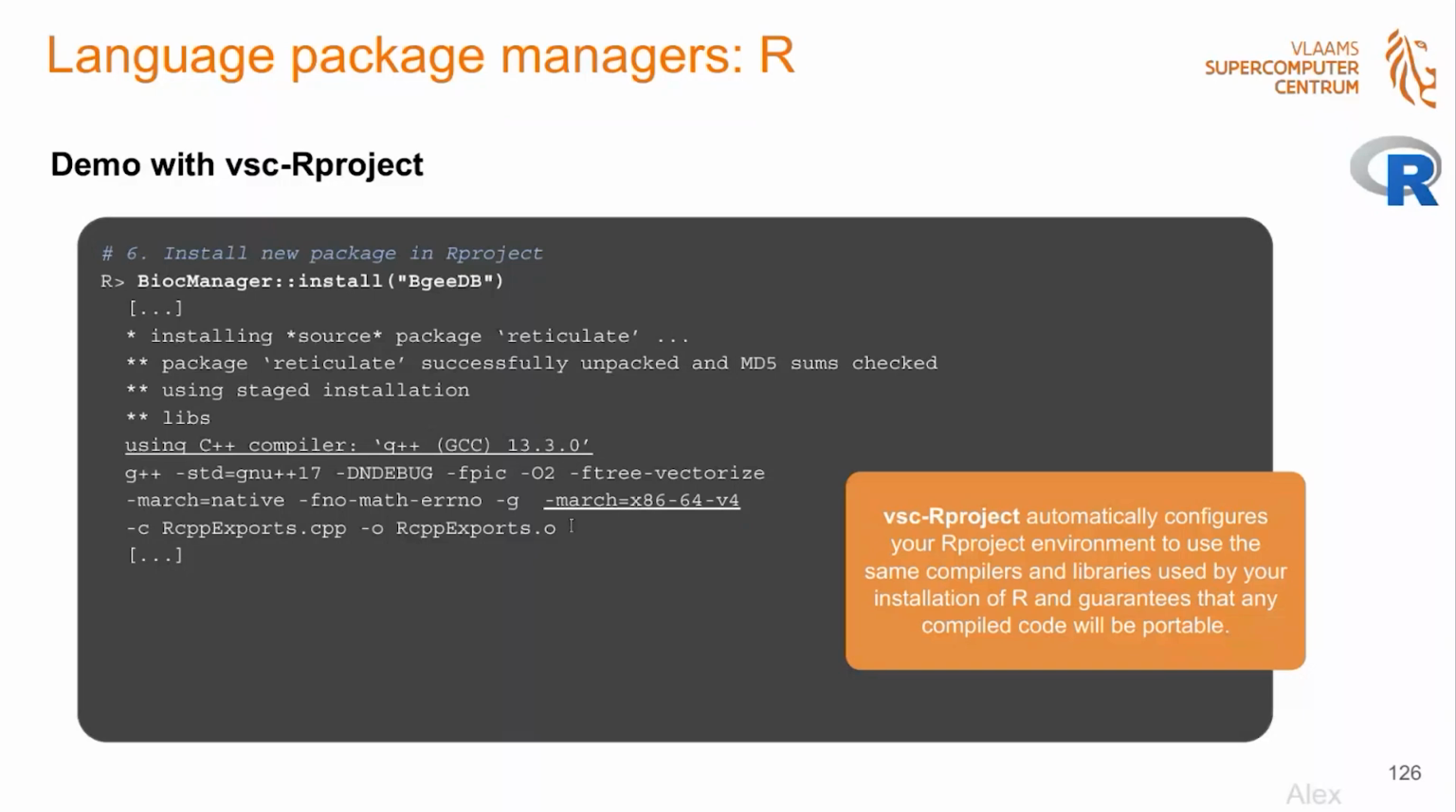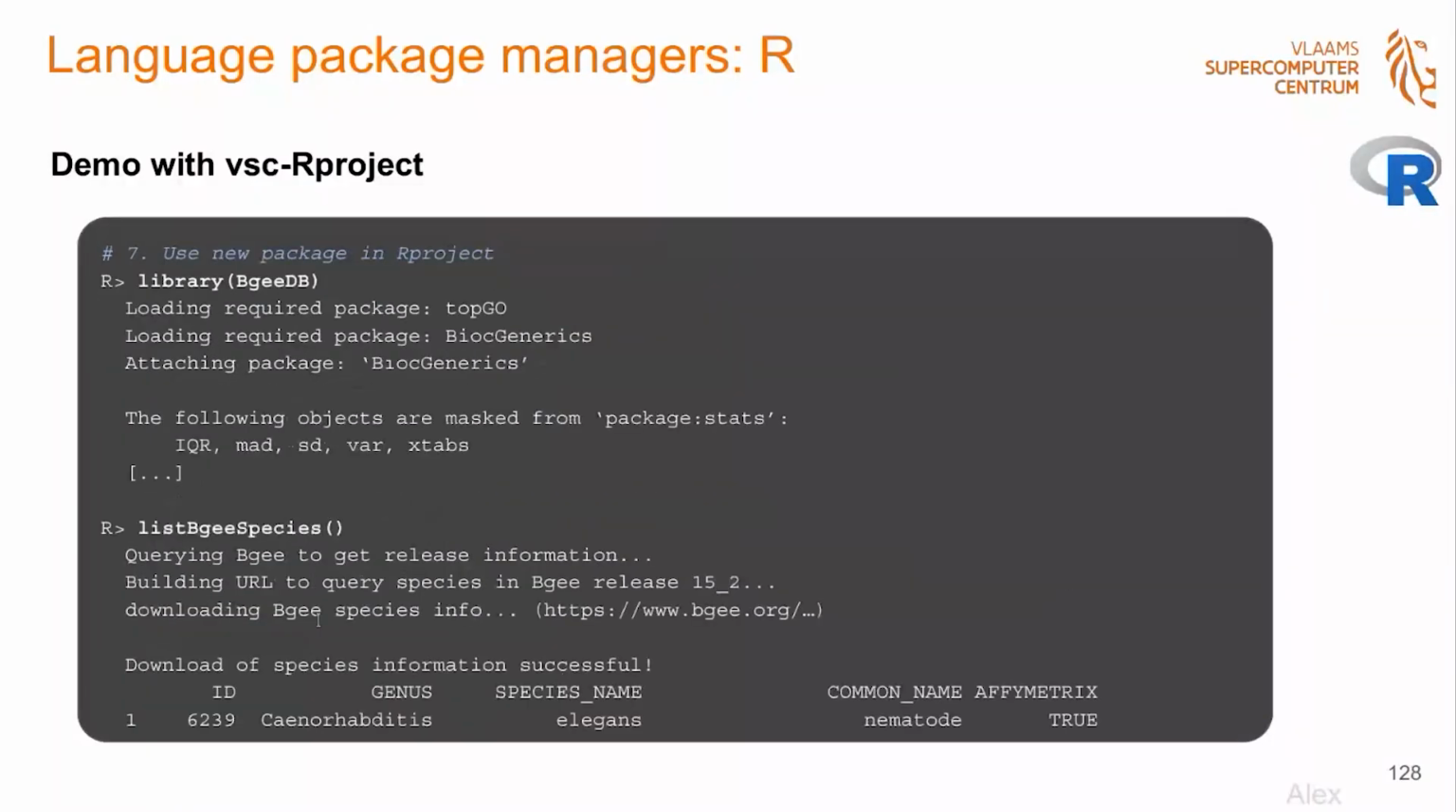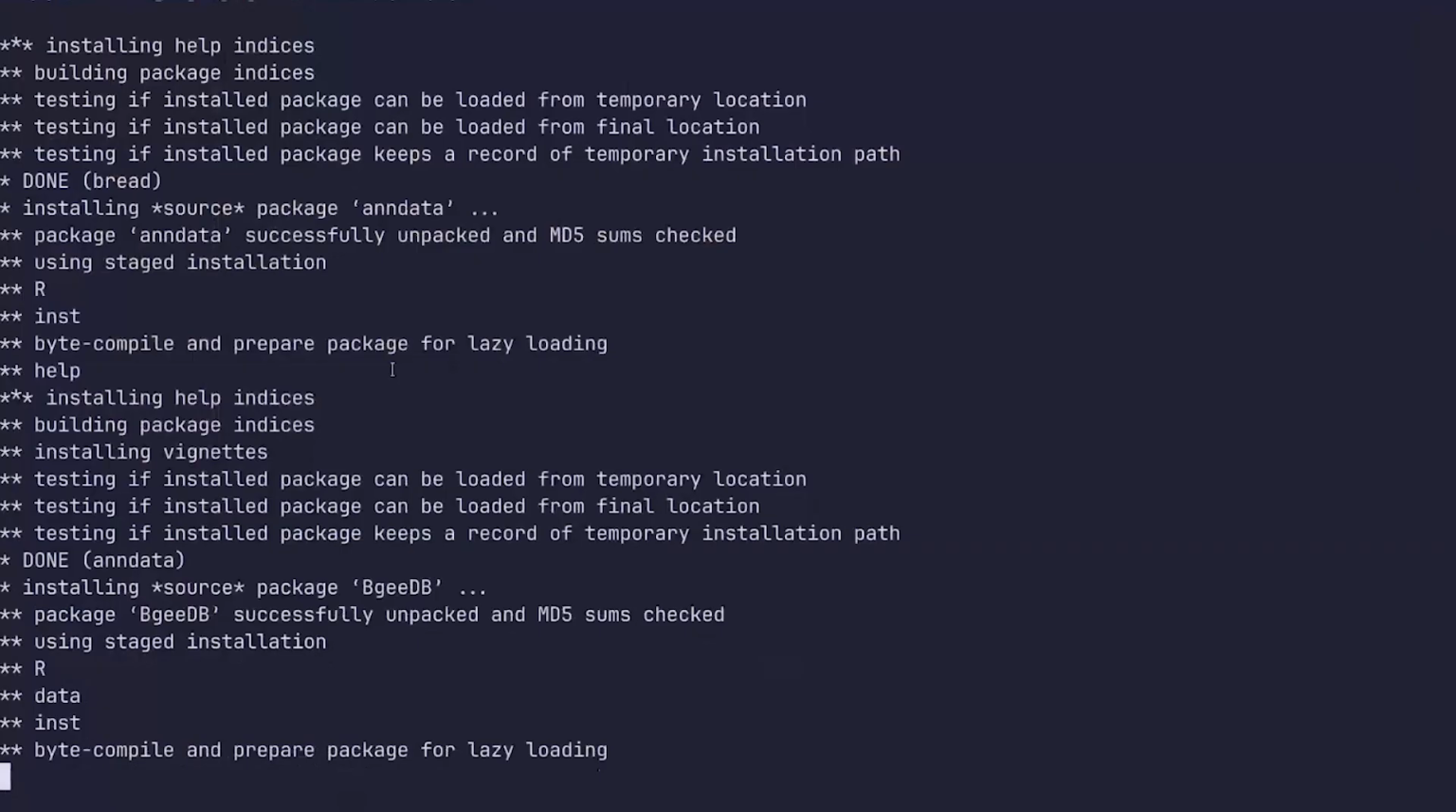And that's also very useful because that allows you to actually use this R project very easily between the different clusters or with your colleagues. You don't need to actually reinstall everything for every different cluster. And then at some point, at the very end of the output, once the compilation is done and all the dependencies are installed, R will tell you, OK, BGDB is installed and you can use it. And you can just load BGDB and use it right away.